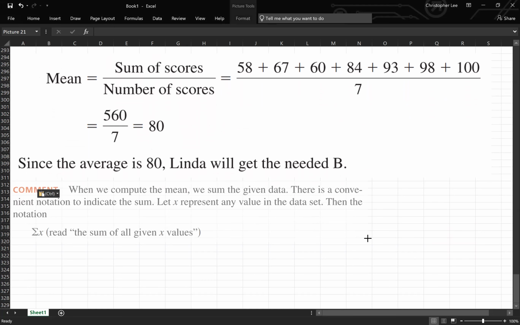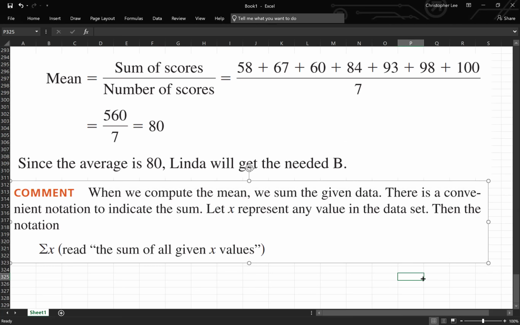So just to make a comment, when we compute the mean, we sum the given data. So there is a convenient notation to indicate the sum. Let X represent any value in a data set, then the notation, the sum of X or sigma X, is read as the sum of all the given X values. This sigma X is what you have on your formula sheet right here on the sample mean. Sigma is this letter that's in front of the X right here. And it means sum of.